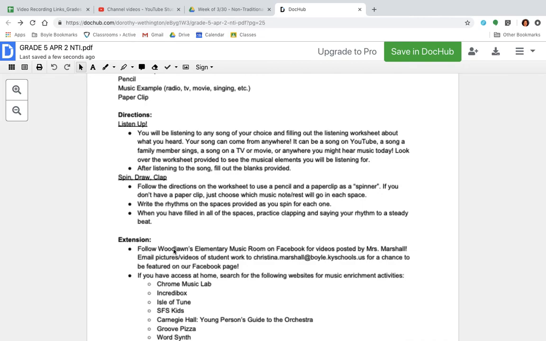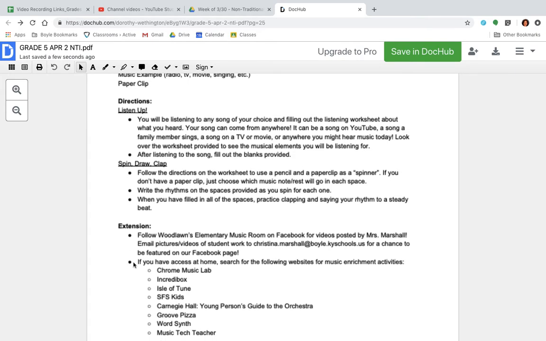Extension. Follow Woodlawn Elementary's music room on Facebook for videos posted by Mrs. Marshall. Email pictures and videos of student work to christina.marshall@boyle.kyschools.us for a chance to be featured on our Facebook page. If you have access at home, search for the following websites for music enrichment activities: Chrome Music Lab, Incredibox, Isle of Tune, SFS Kids, Carnegie Hall, Young Person's Guide to the Orchestra, Groove Pizza, WordSynth, and Music Tech Teacher.